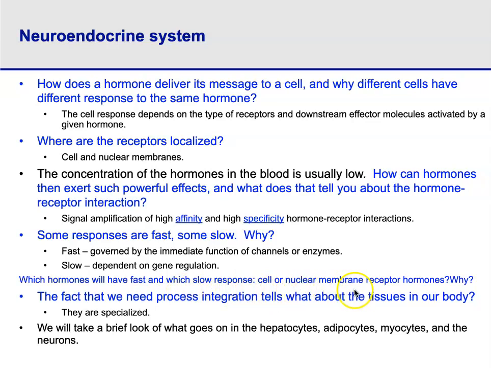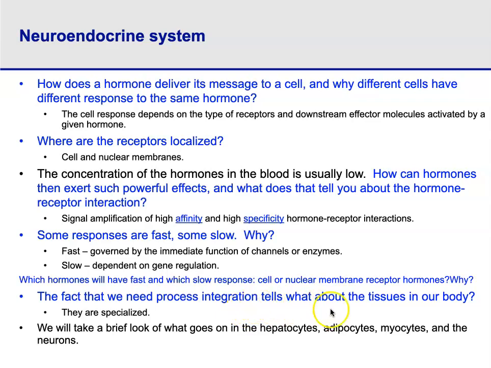Cell or nuclear membrane receptor hormones? And why is that? The hormones that bind cell membrane receptors usually elicit a fast response, while the hormones that bind to receptors located on the nuclear membrane usually exert a slow response. Cell membrane receptor signaling usually leads to a fast response because, as I've mentioned, they are connected with membrane reactive elements such as channels or transporters and cytosolic enzymes. While the nuclear membrane receptors usually signal by controlling gene regulation, and like I said, that is why the response is slower.